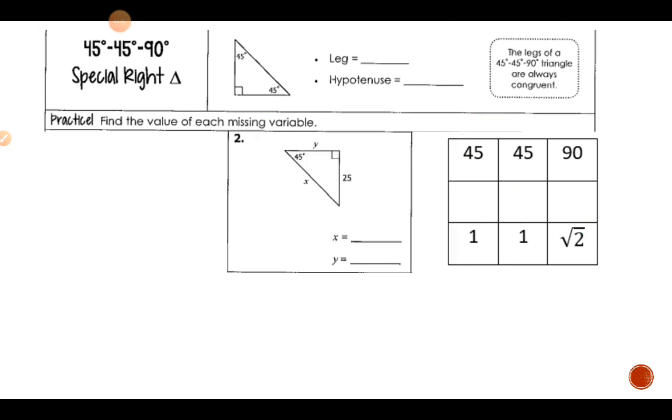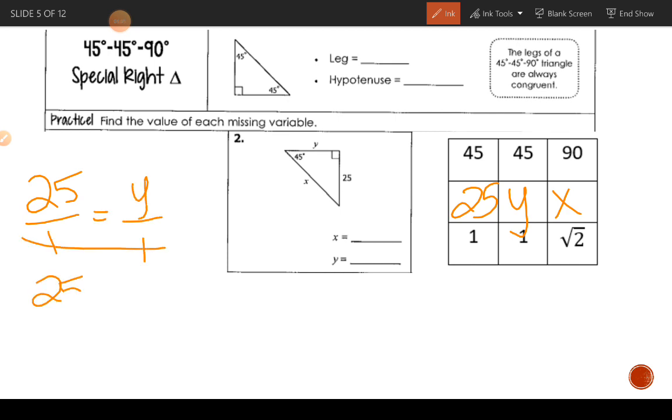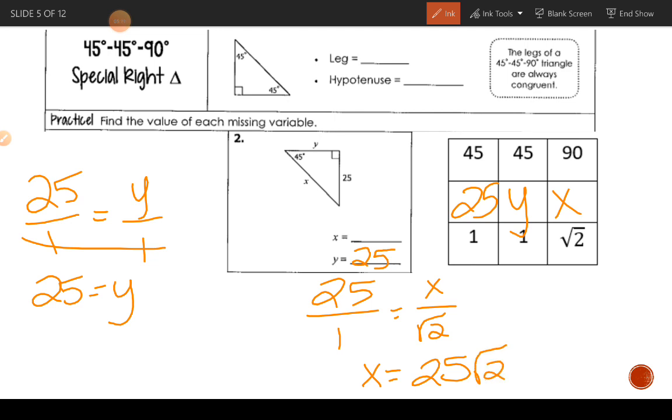That one is a simple one. Let's see if these get any harder. This one is actually a simple one as well. Okay, so again, we have 25 here, we have y, and we have x. So if we solve, we get 25 over 1 is equal to y over 1. Again, anything over 1 is going to just be itself. So we get 25 for y. And then again, set up our proportions. Cross multiply, I get x is equal to 25 radical 2. Okay.